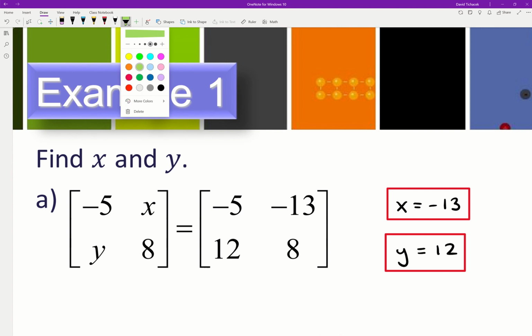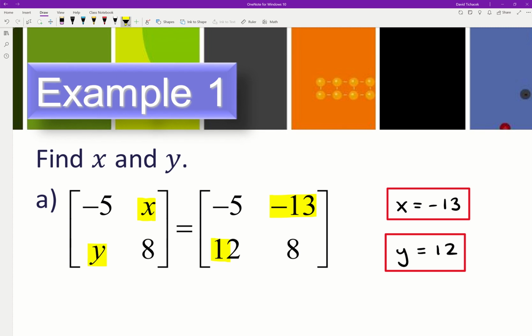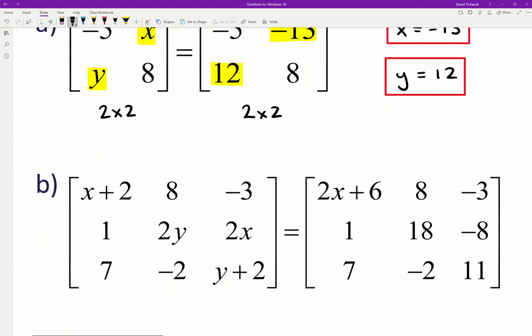This first example is so straightforward that I went ahead and did it for us already here. We can see that x is in the same entry as -13 and y is in the same entry as 12. Since they're in the same corresponding entries, we can say that those are equal. After checking that my matrices have the same dimension, which checks out, since these are both square matrices, 2 by 2, we can confidently say that x is equal to -13 and y is equal to 12.